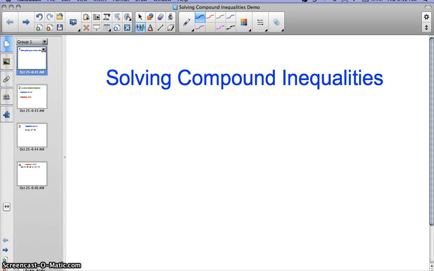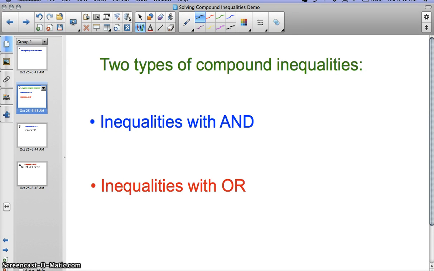Good morning, everybody. Today we're going to talk about solving compound inequalities. So let's take a look. Two types of compound inequalities are inequalities with "and" and inequalities with "or." When we say "and," it means both. When we say "or," it's either. And what I'm talking about is this.